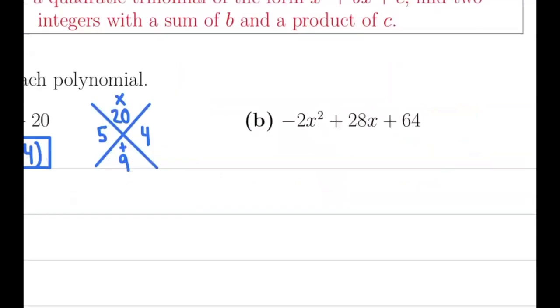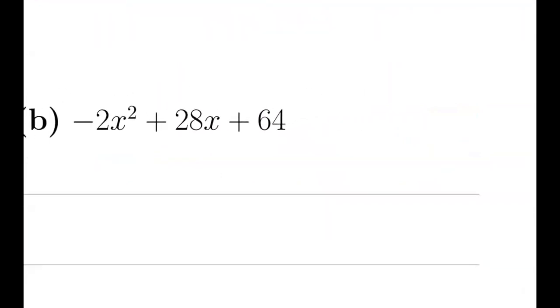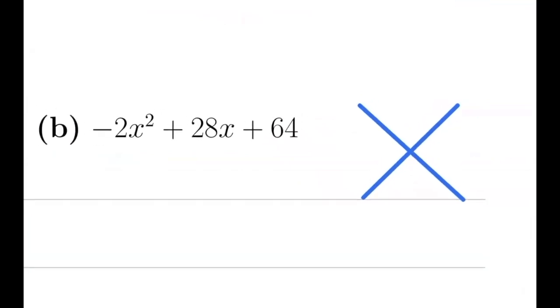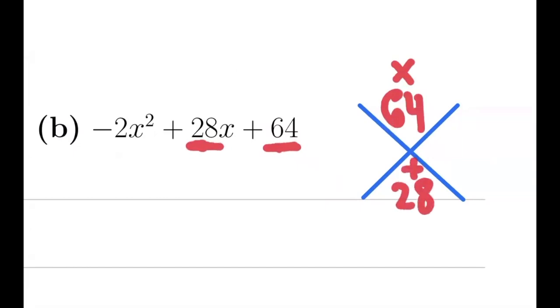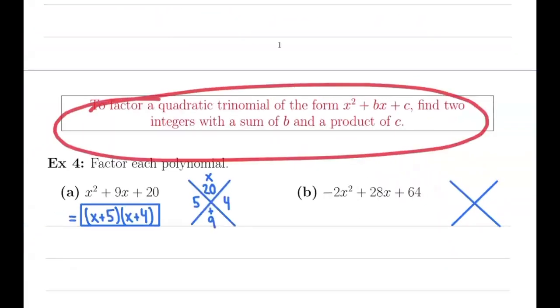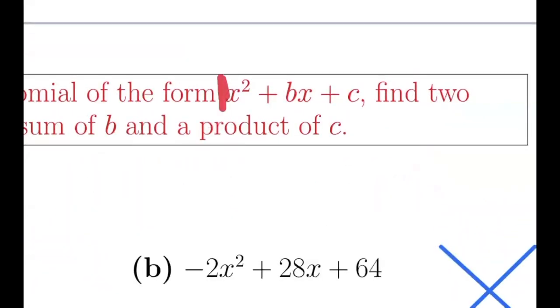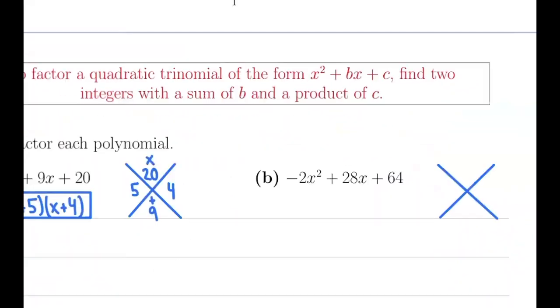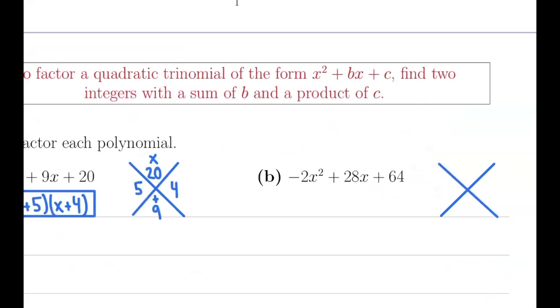Let's do part B. What do we need to ask ourselves here? You might be thinking, let's just find two numbers that multiply to 64, to c, and add to b, 28. But the problem is that this is not 1x squared. This is -2. This rule only works when you have 1x squared. So sadly, we can't do multiplies to c, adds to b anymore.